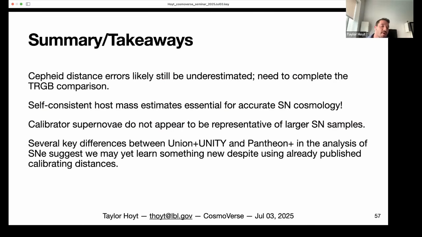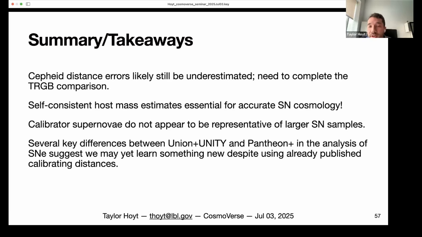So summary takeaways, I'd say Cepheid distance errors are likely still underestimated. We need to complete the TRGB comparison. Self-consistent host mass estimates are essential for accurate supernova cosmology. Calibrated supernovae do not appear to be representative of larger Hubble flow samples still, and that I base off of the SALT3, SALT2.4 difference.